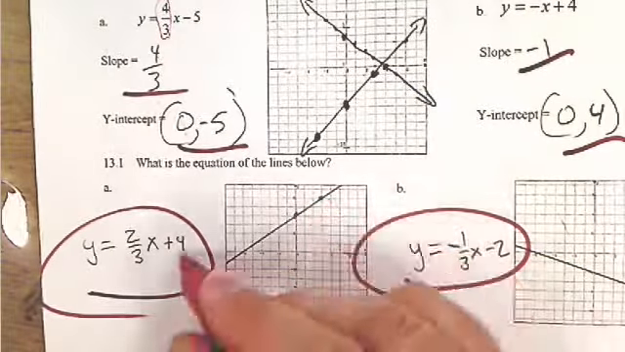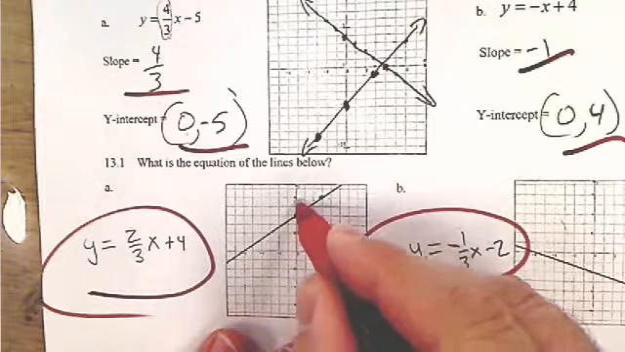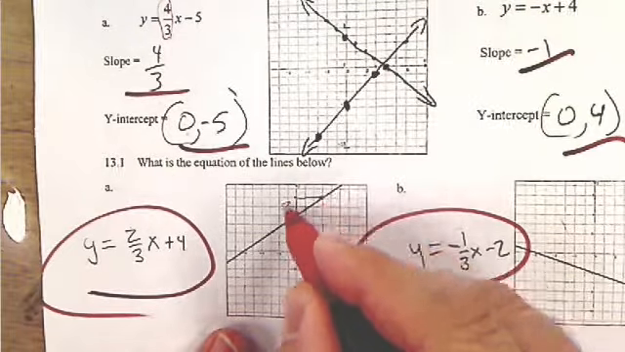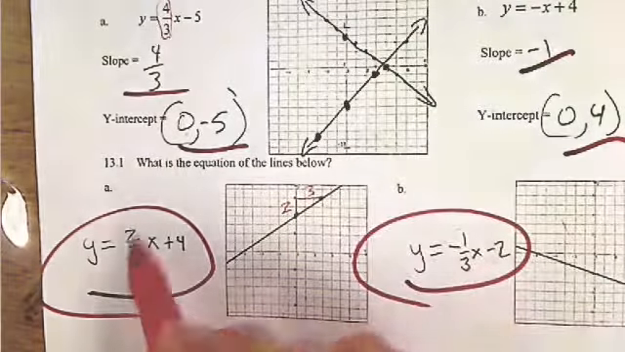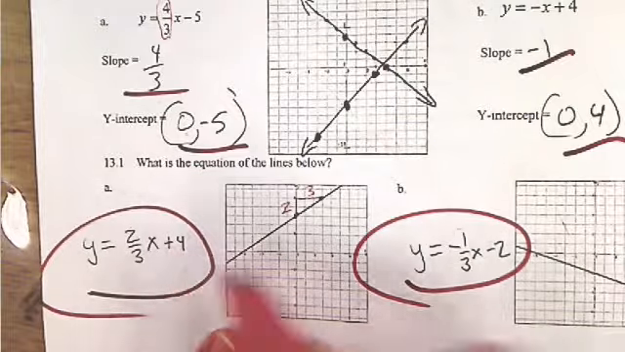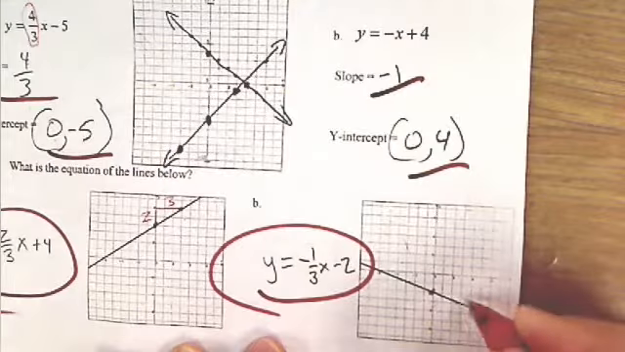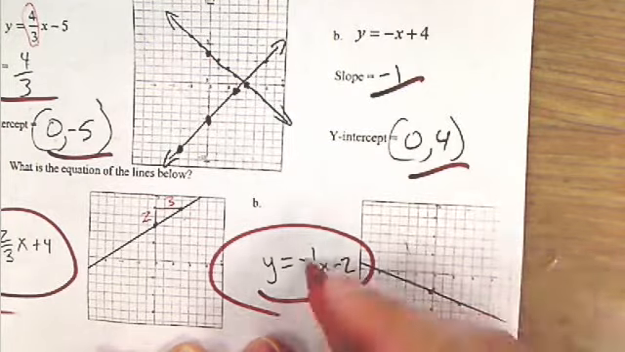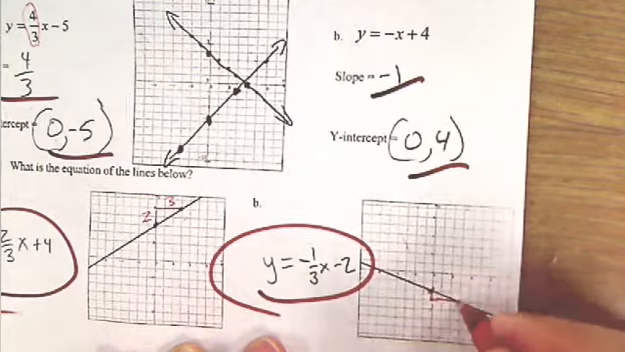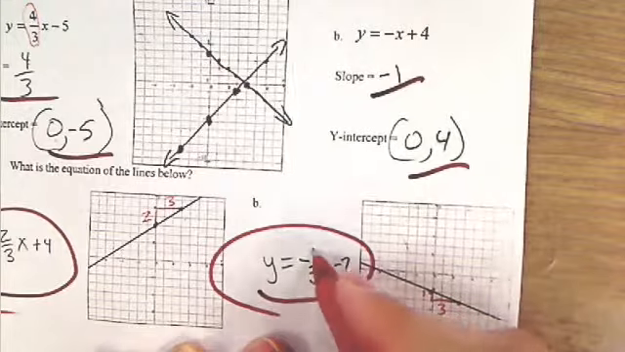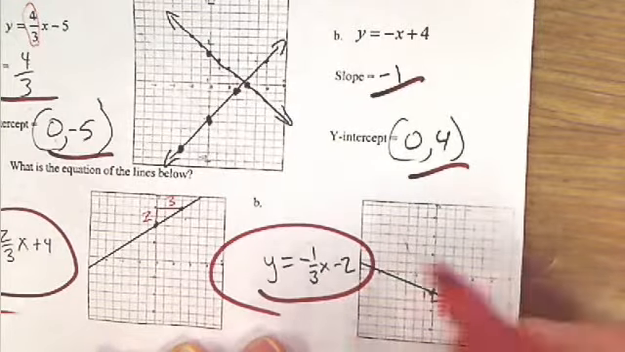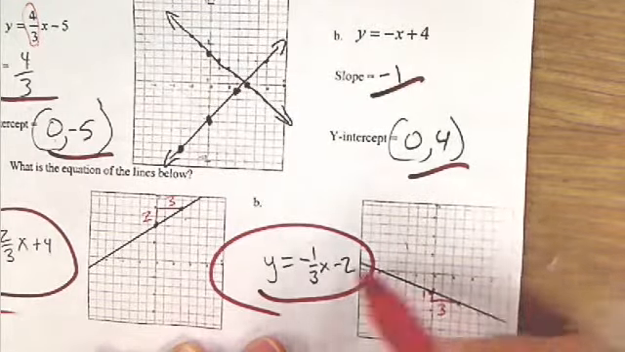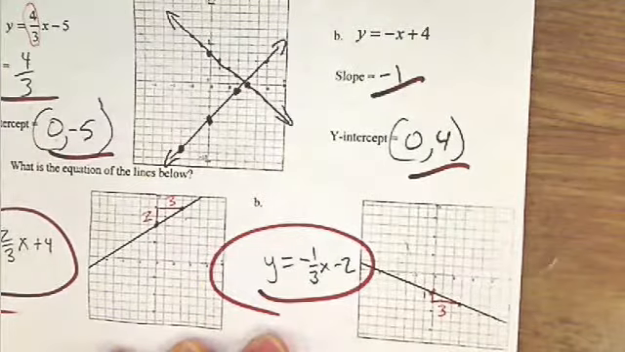Y-intercept's at 0, 4. Slope is up 2 over 3. So that's why it's 2/3 x plus 4. And then this one, I see it's going downhill. From left to right, it's going downhill. So I know it's negative 1 over 3. So it rises 1, runs over 3. And the y-intercept's at negative 2.